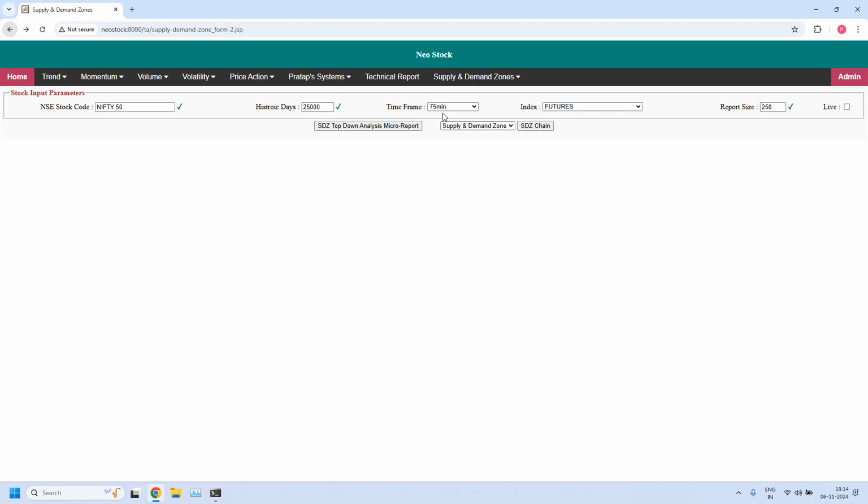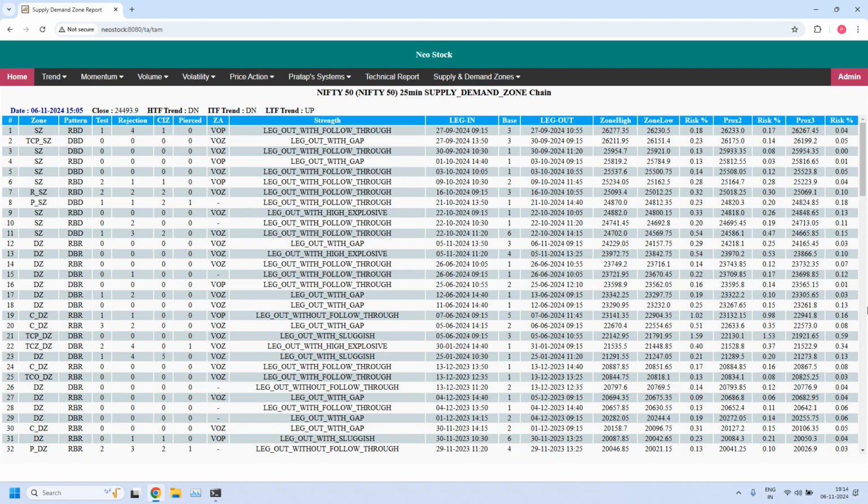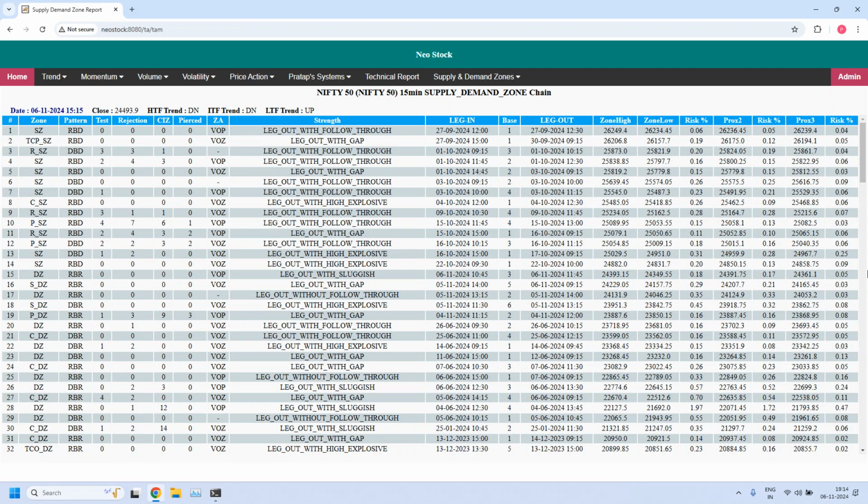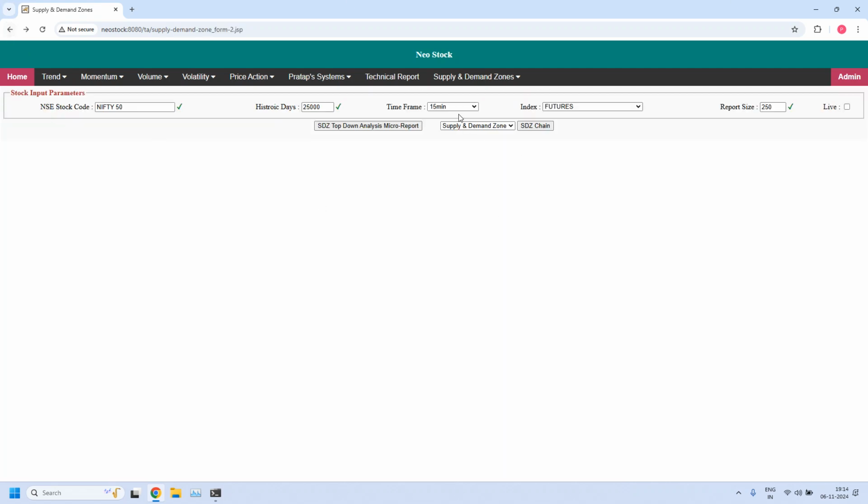Next time frame is 25 minutes, generating the 25 minute supply demand zone chain for Nifty. Next time frame is 15 minutes, generating the 15 minute supply demand zone chain for Nifty. The next time frame is 5 minutes, generating the 5 minute supply demand zone chain for Nifty.